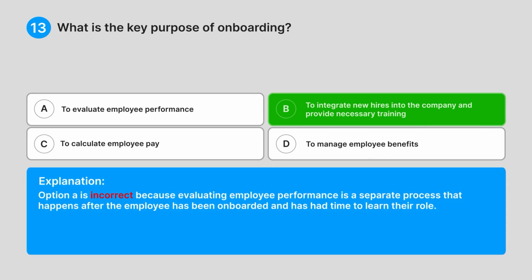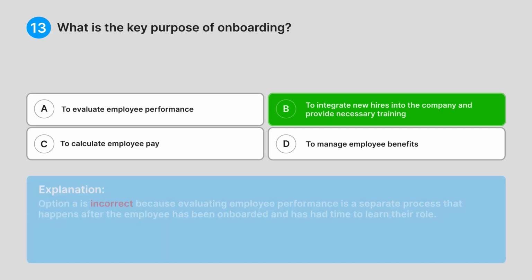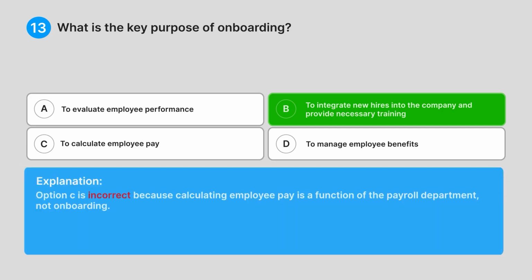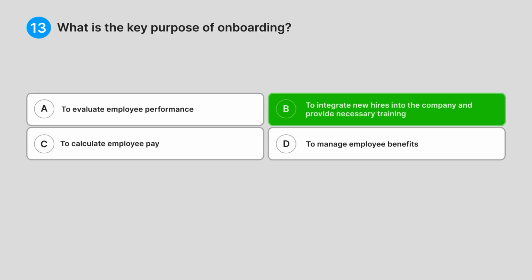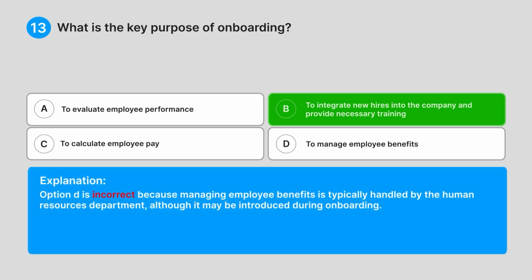Option A is incorrect because evaluating employee performance is a separate process that happens after the employee has been onboarded and has had time to learn their role. Option C is incorrect because calculating employee pay is a function of the payroll department, not onboarding. Option D is incorrect because managing employee benefits is typically handled by the Human Resources Department, although it may be introduced during onboarding.